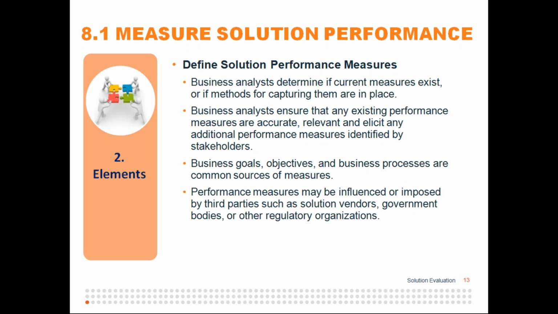For example, are there any internal standards we can leverage? Or if not, can we somehow find out what other departments, or even our competition, are doing, if that information is out there? BAs ensure that any existing performance measures are accurate, relevant, and elicit any additional performance measures identified by stakeholders. If these things aren't well defined, you can use a requirements elicitation technique, such as interviews or stakeholder needs surveys, to capture this.